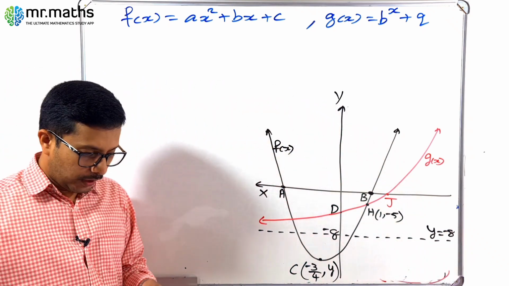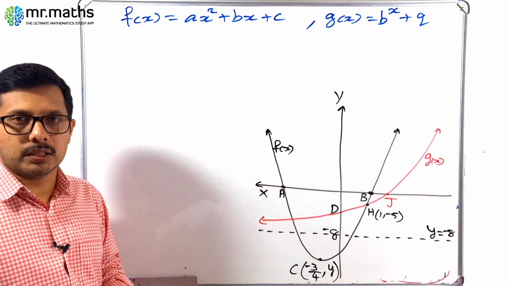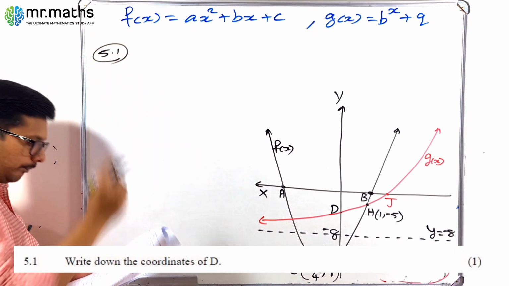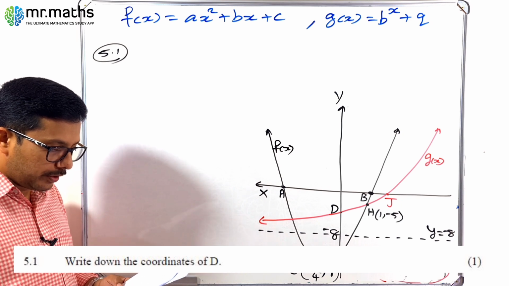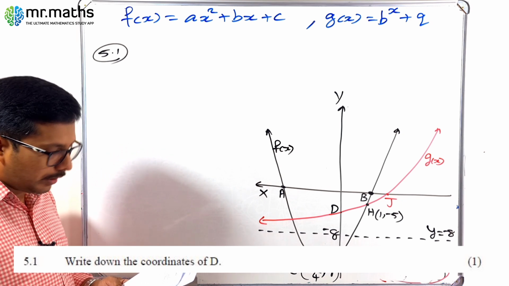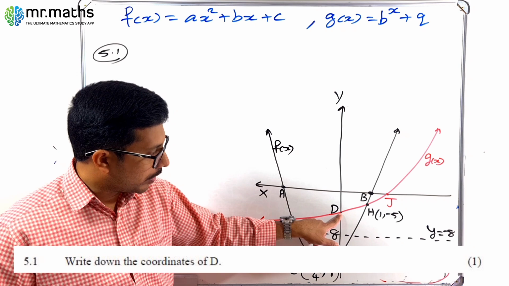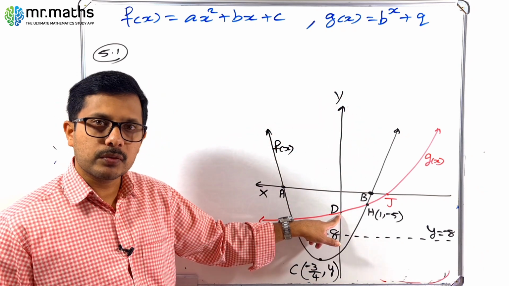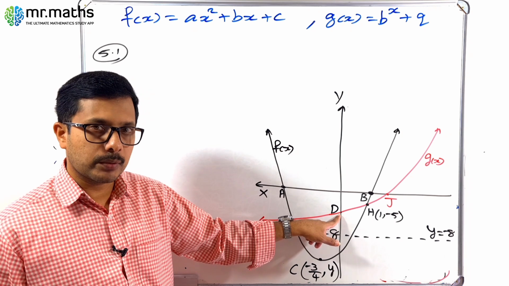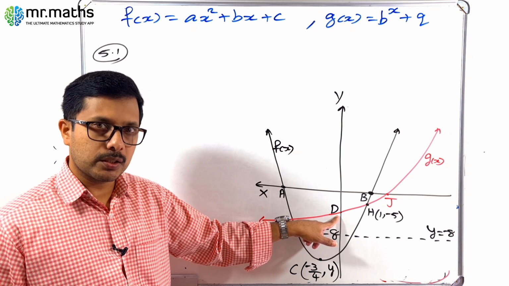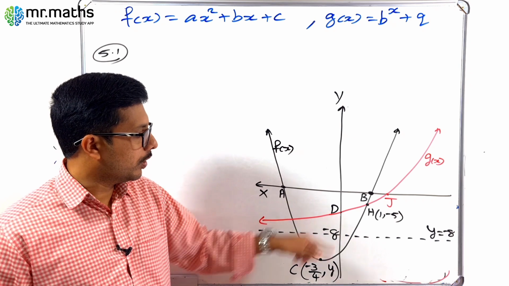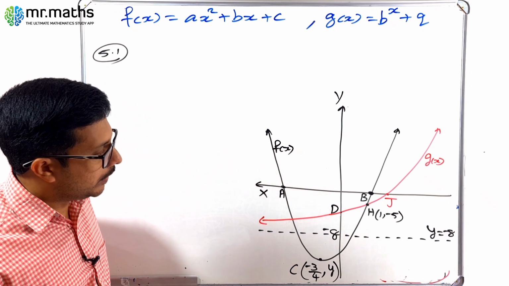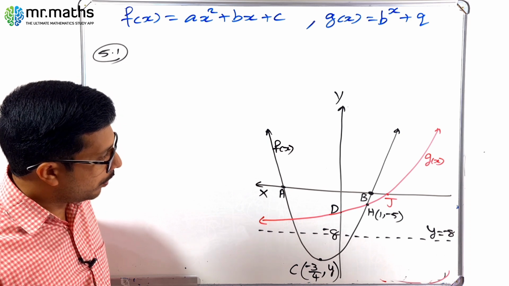Okay, now what is the first question? Based on this one we have to answer the remaining questions. 5.1, write down the coordinates of D. Where is this point D? D is here, this one. This is the y axis, am I right? So at this point D, the x value, it is the y intercept. So what is the x value? X value is 0. At y intercept x value is 0. So what is the coordinate of D? How can you find the coordinate of D? That is the question.